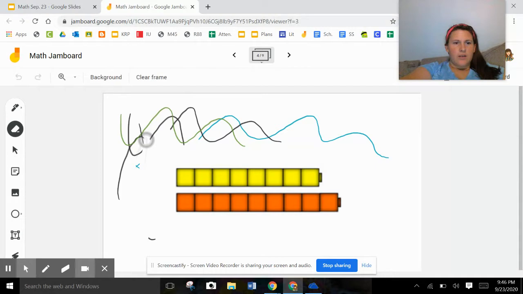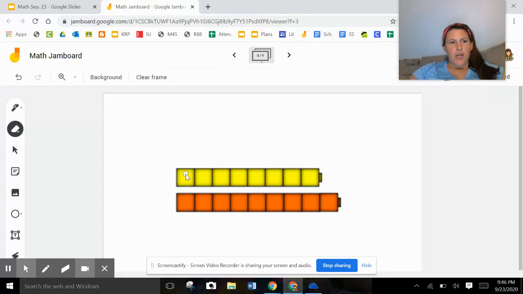So the first thing I want to do is find out what number these connecting cubes represent. So let's count those up. The first row, let's do the yellow first. So we've got 1, 2, 3, 4, 5, 6, 7, 8. So there's 8 in this row.